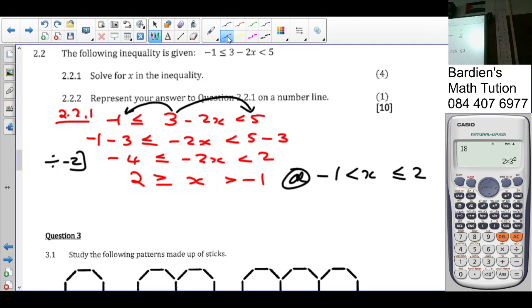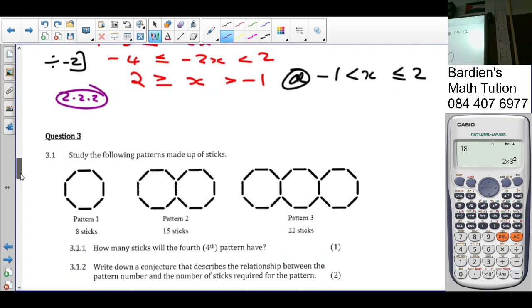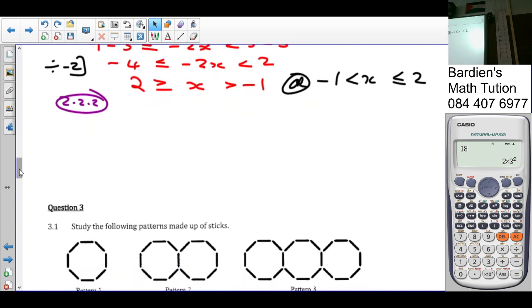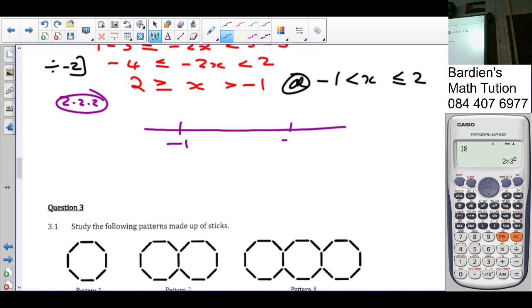In the next question, question 2.2.2, represent your answer to question 2.2.1 on a number line. This must be on a number line. So you look at the number line. What are your critical values or important values on this line? Negative 1 and 2. These are the critical values or important values on this line.